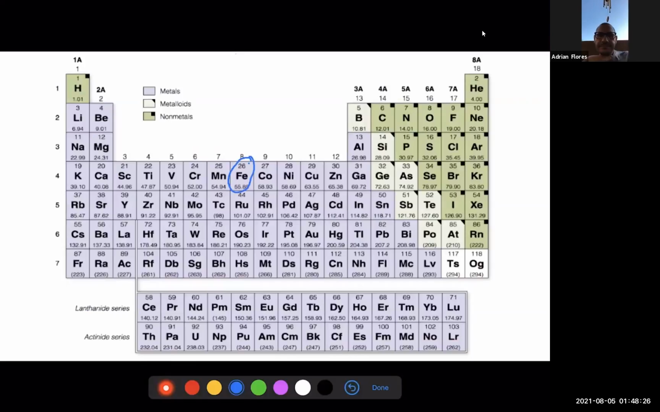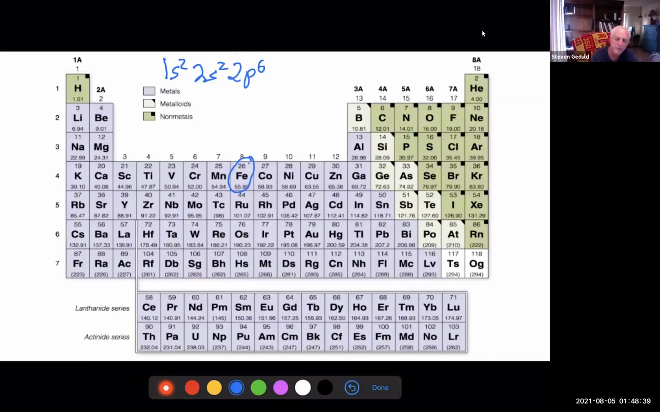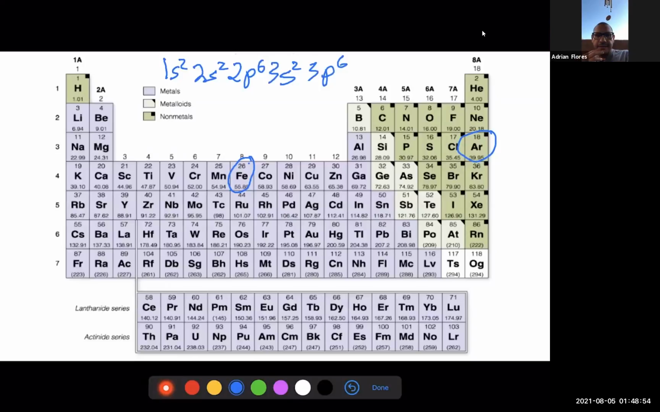So let's start with the top. You have 1s2. That fills that first row. Then you have 2s2, 2p6. That fills the whole second row. Third row, 3s2, 3p6. And it gets us right to here, right? Correct. Then you drop down to 4s2.